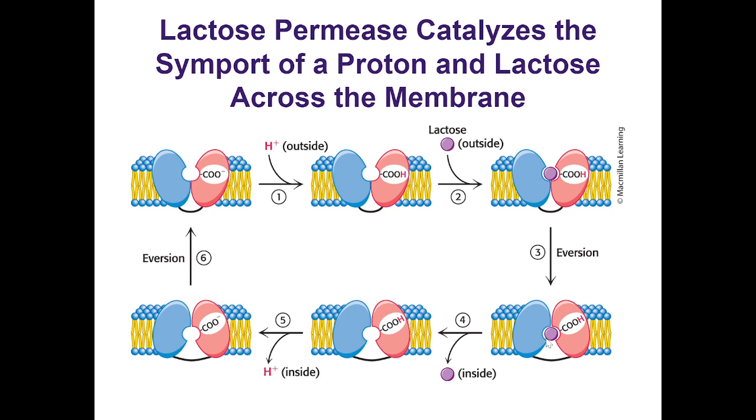Anyways, this has now done the eversion. This is going to be inside the cell at this point. You're going to release the lactose into the cell. And then your H+ is going to be released into the cell. That's step 5. This will convert that back to the carboxylate. You will then do another eversion, step 6, in which case you get the carboxylate exposed to the outside of the cell again. And we reset.